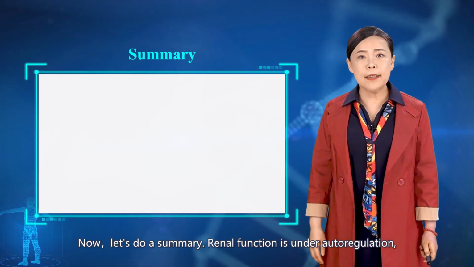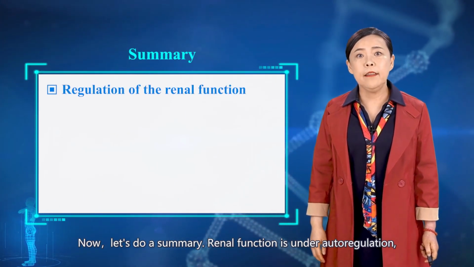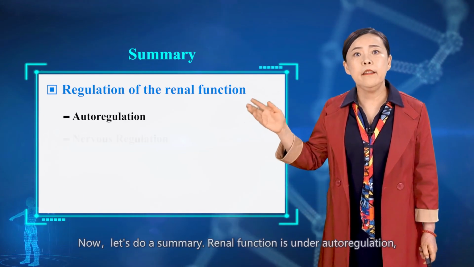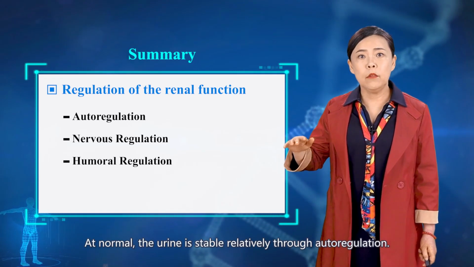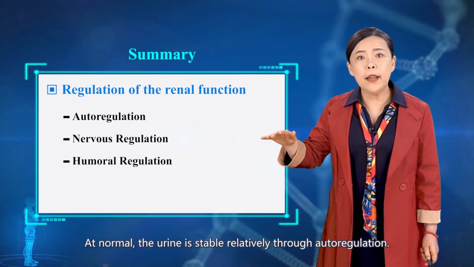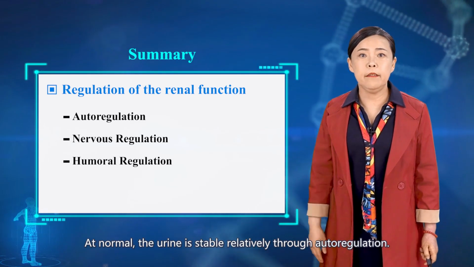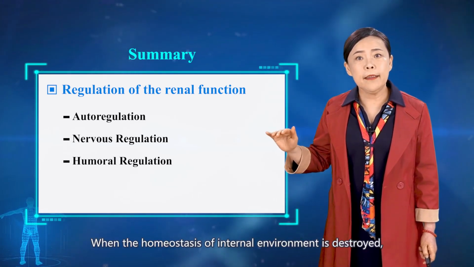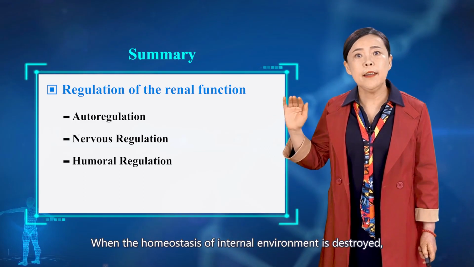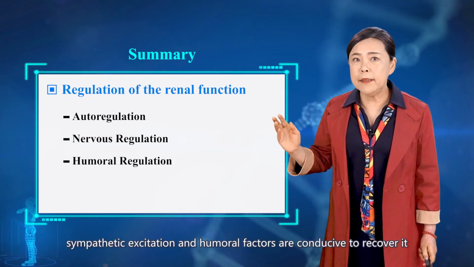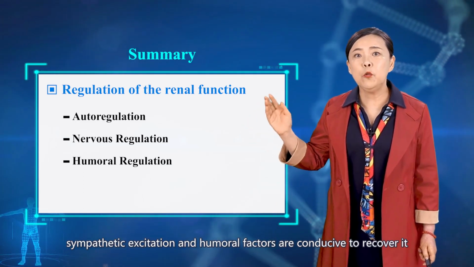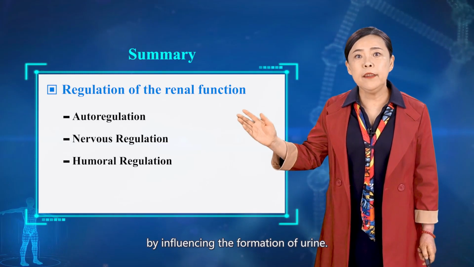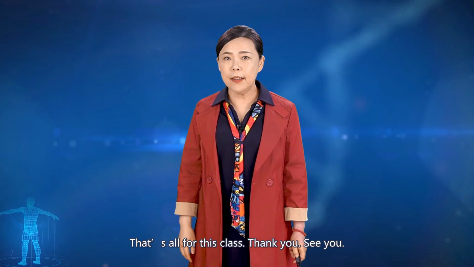Now, let's do a summary. Renal function is under autoregulation, neuroregulation, and humoral regulation. Normally, the urine is relatively stable through autoregulation. When the homeostasis of the internal environment is destroyed, sympathetic excitation and humoral factors are conducive to recovering it by influencing the formation of urine. That's all for this class. Thank you. See you.